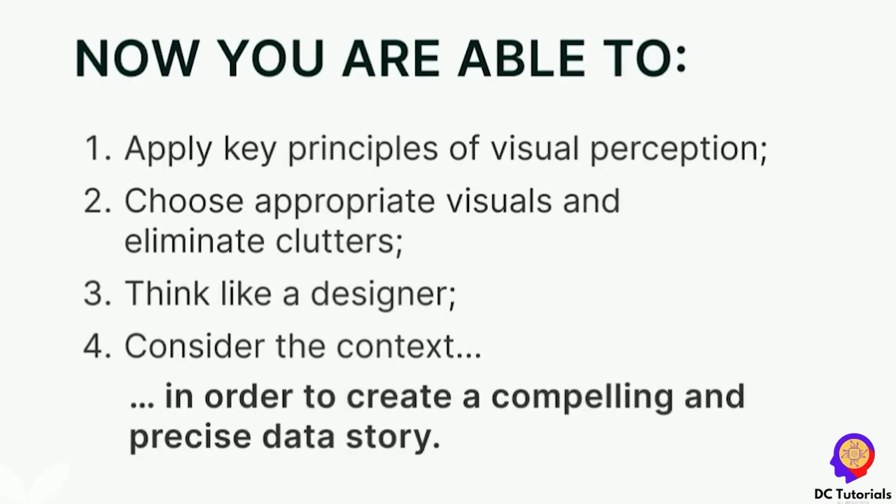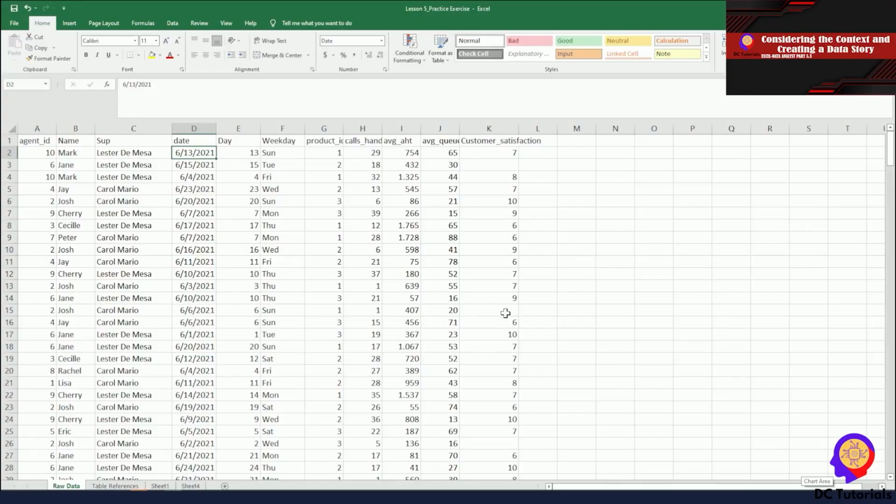In this video, we will try to apply what we have learned into practice, but first, let us recall what we have learned. You should be able to apply the key principles of visual perception, choose appropriate visuals and eliminate clutters, think like a designer, and consider the context in order to create a compelling and precise data story. For this exercise, we will use our call center dataset. I have already pre-processed this file. Lookups have been made and the dates have been fixed. There are also newly added columns here.